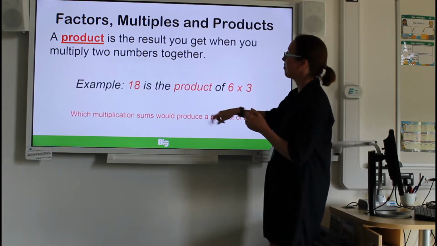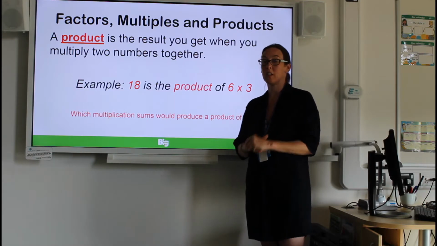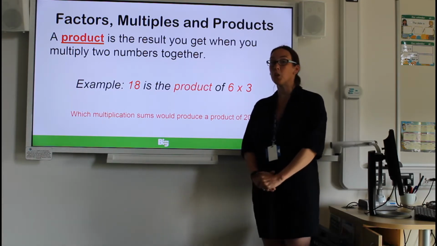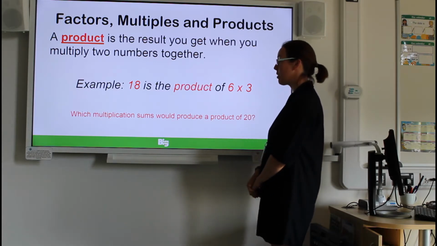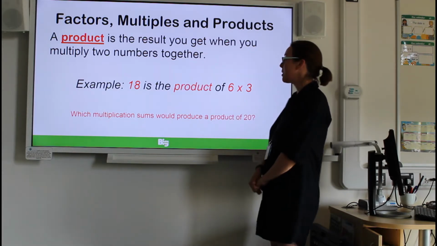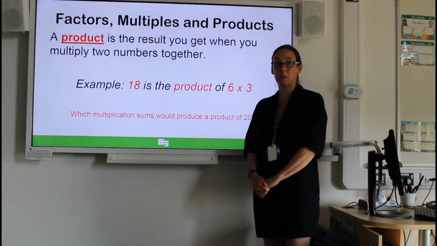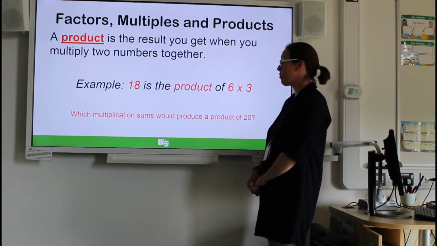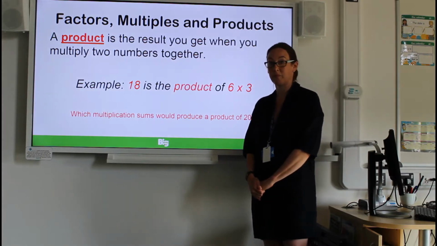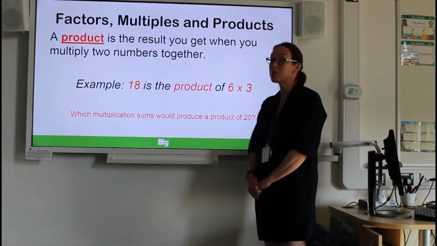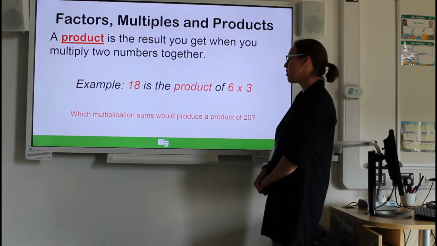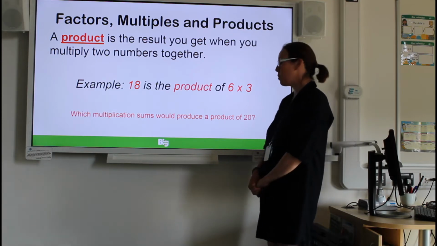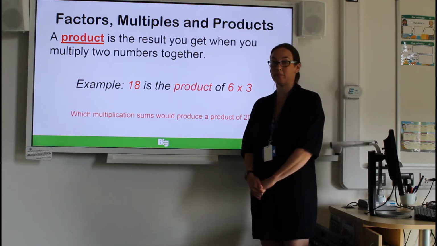Okay. And finally a product. A product is the result you get when you multiply 2 numbers together. So for example, 18 is the product of 6 multiplied by 3, because 6 times 3, or 6 multiplied by 3, is 18. So can you now pause the video and see if you can write down multiplication sums which would produce a product of 20.